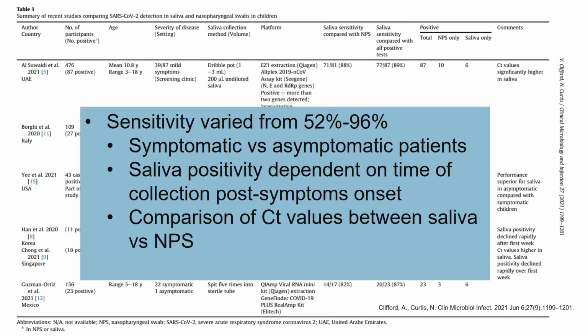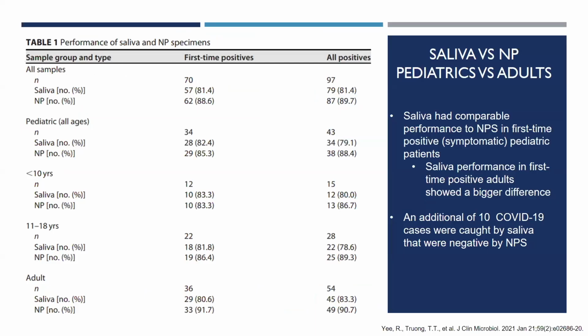And some of the reasons why the sensitivity varied is because it does depend on whether or not we're testing symptomatic versus asymptomatic patients. Also, saliva positivity is dependent on the time of collection after post-symptoms onset. And then there were some studies describing the differences in CT values between saliva and NP swabs. So for the rest of my presentation, I'm going to just present some data supporting these points.